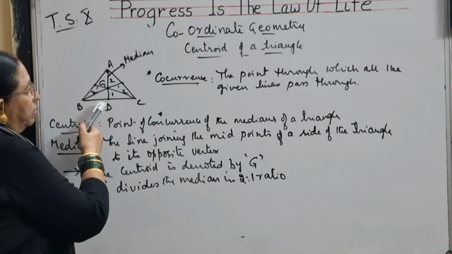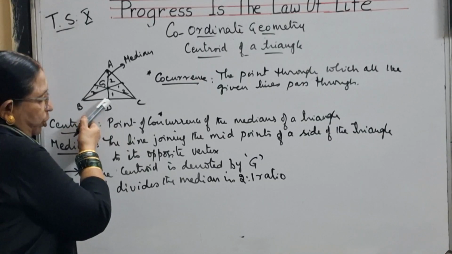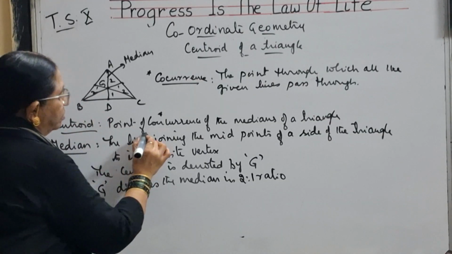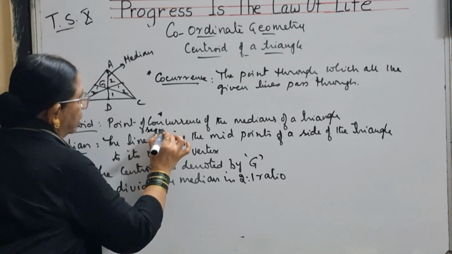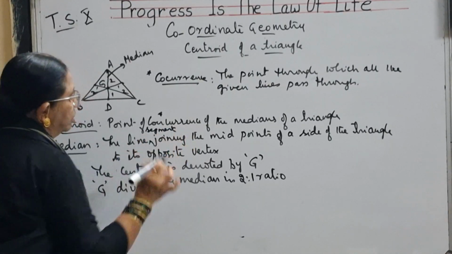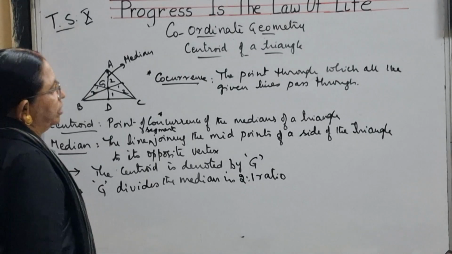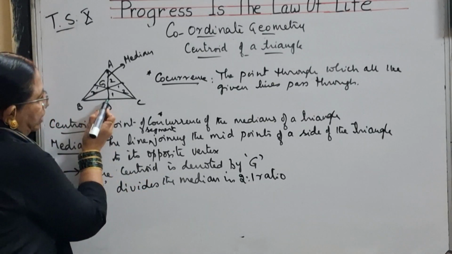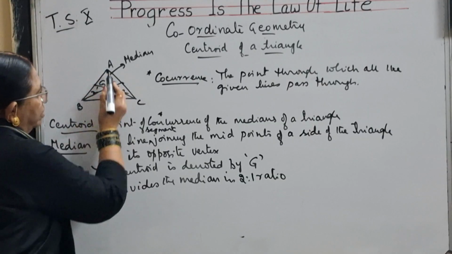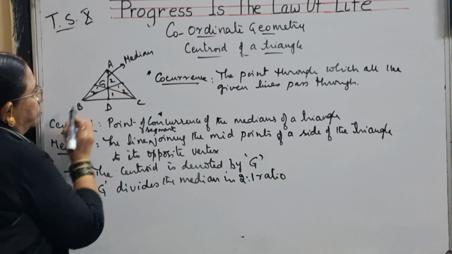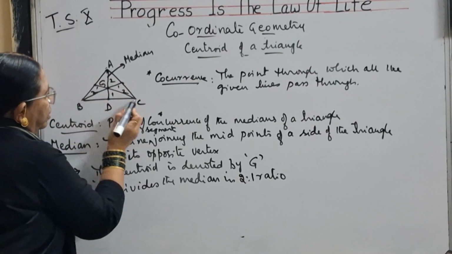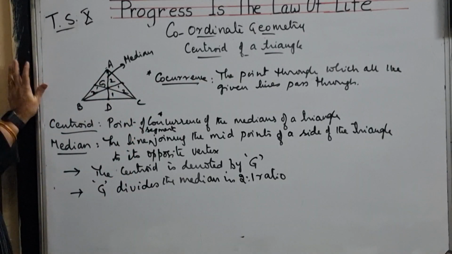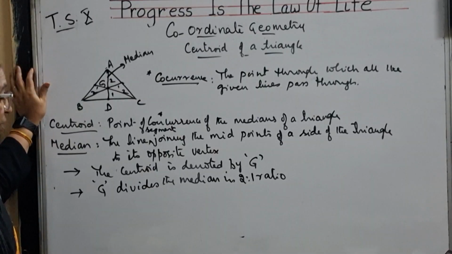Median is the line segment joining the midpoint of a side of a triangle to its opposite vertex. If you draw it, I think that is better, children. If I take this side, the opposite vertex is this. If I take this side, this is the opposite vertex. If I take this side, this is the opposite vertex. So if you join a midpoint and its opposite vertex, it forms a median.